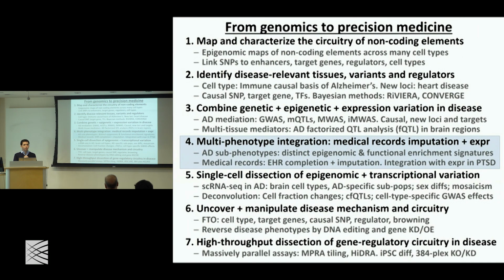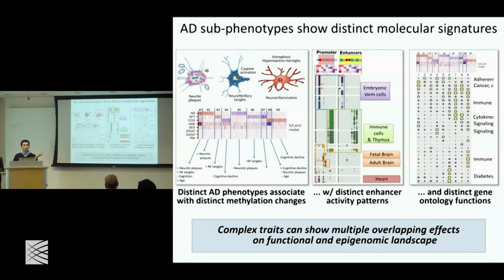But again, everything I've told you so far has focused on a single phenotype at a time. But Alzheimer's and any other disease is much more complex. So we said, well, what if we combine multiple phenotypes? In the case of Alzheimer's disease, there are several signatures. The primary ones among them are amyloid beta, associated with neuritic plaques, tau, associated with neurofibrillary tangles, and neuroinflammation.